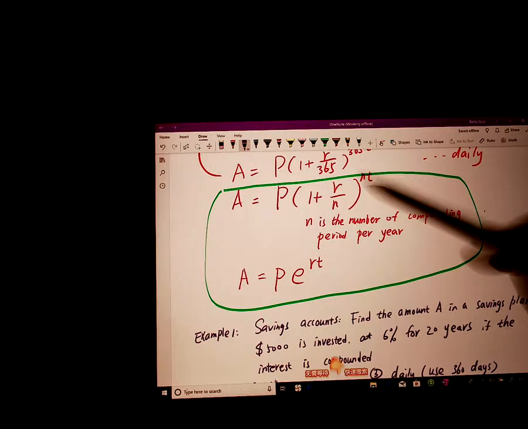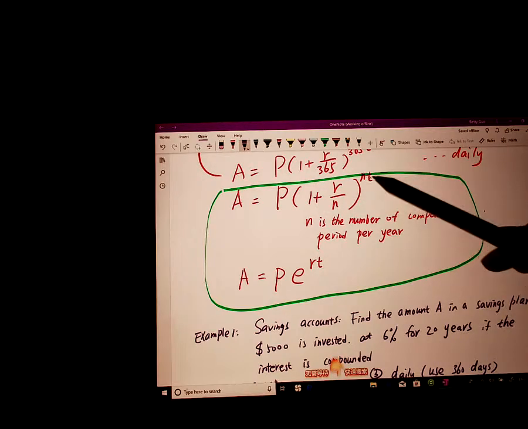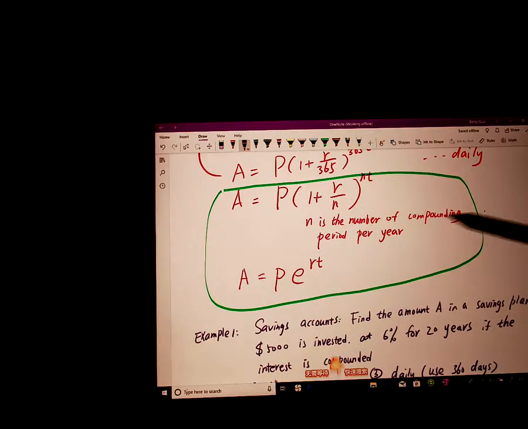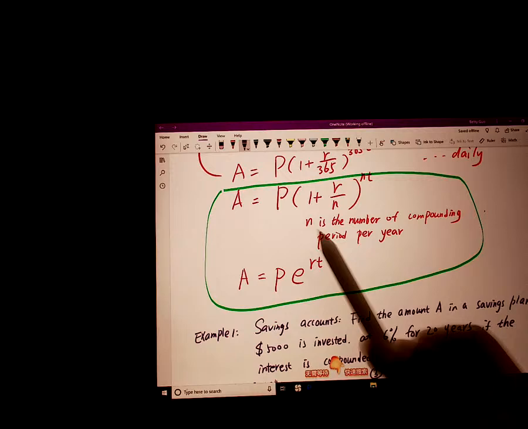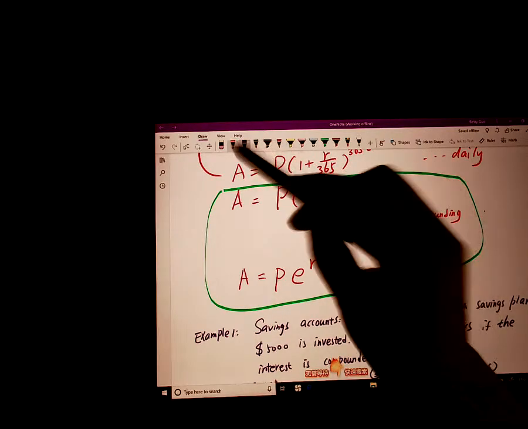And the exponent on the shoulder of the compounding factor is the total number of compounding periods over the years. t is time in years. n is the number of compounding periods per year. So n times t is the total number of compounding periods while your money is in the account. That's one formula. So what if the interest is compounded continuously?